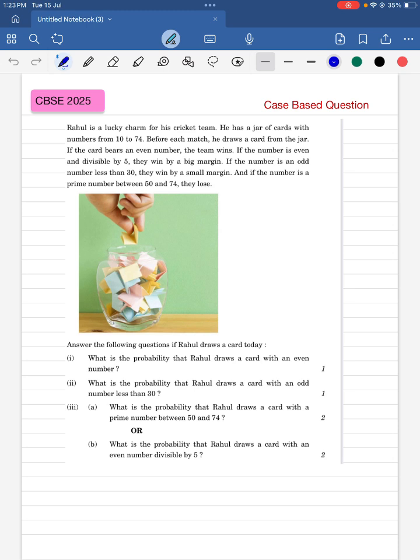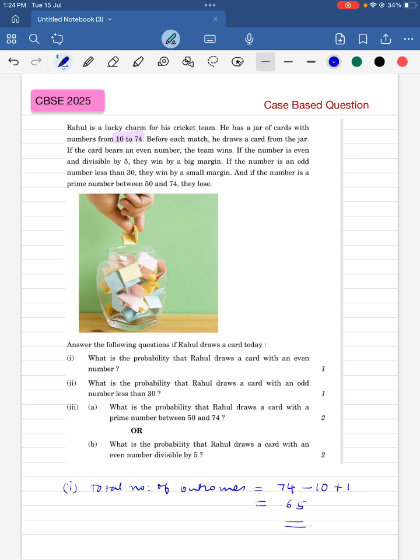Now answer the following questions. If Rahul draws a card today, what is the probability that Rahul draws a card with an even number? First, let's calculate the total number of outcomes. Since the numbers are from 10 to 74, I can find the total number of outcomes by subtracting 10 from 74 and adding 1. Why do I have to add 1? Because both 10 and 74 are included in the numbers. So the total number of outcomes is 65.